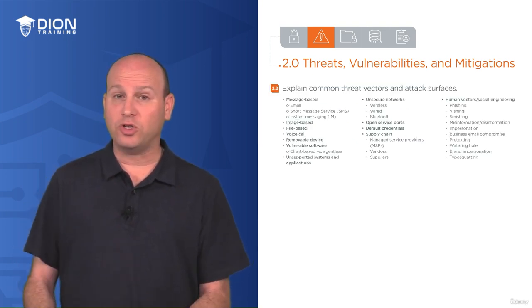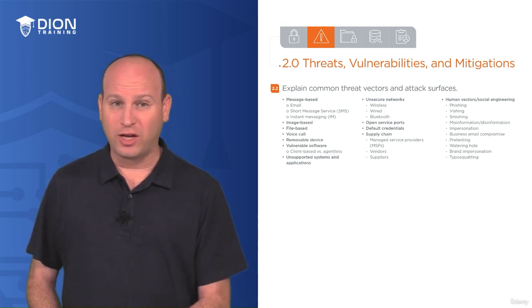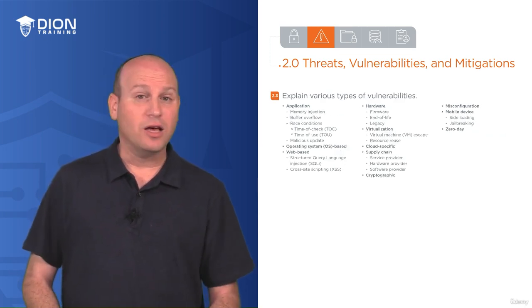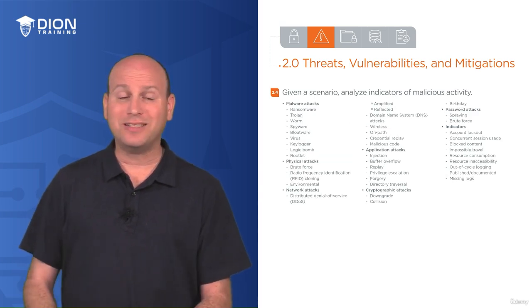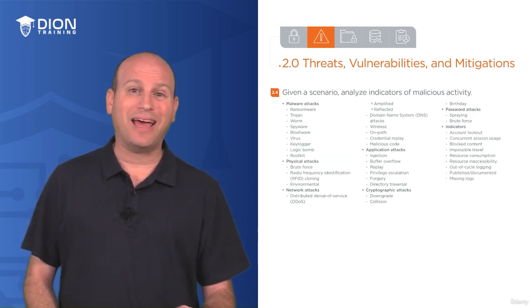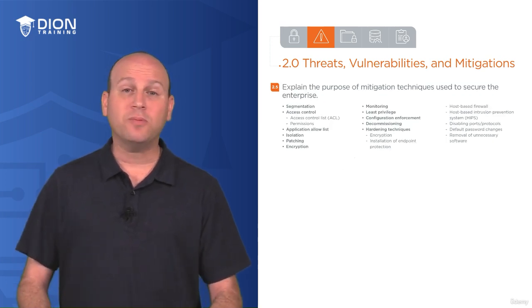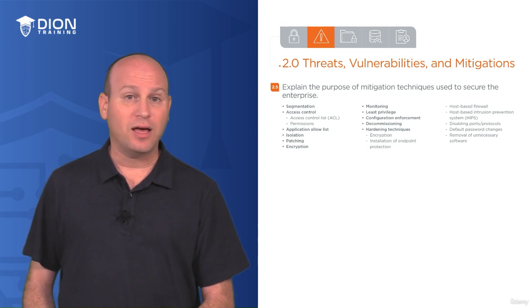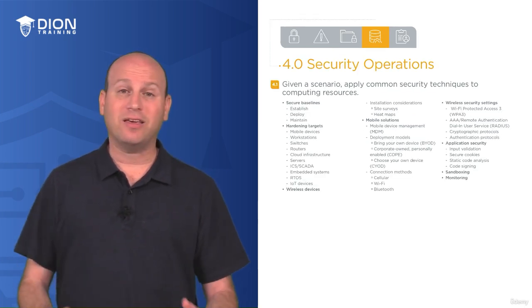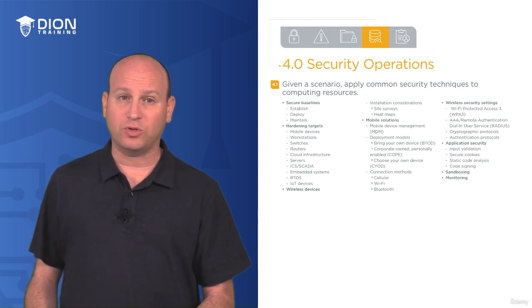Now, Objective 2.2 states that you have to be able to explain common threat vectors and attack strategies. Objective 2.3 states that you must be able to explain various types of vulnerabilities. Objective 2.4 states that given a scenario, you must be able to analyze indicators of malicious activity. Objective 2.5 states that you must be able to explain the purpose of mitigation techniques used to secure the enterprise. And Objective 4.1 states that given a scenario, you must be able to apply common security techniques to computing resources.